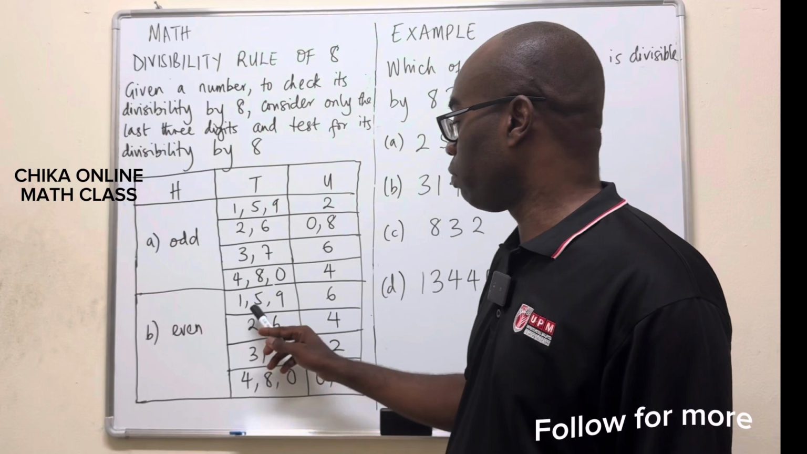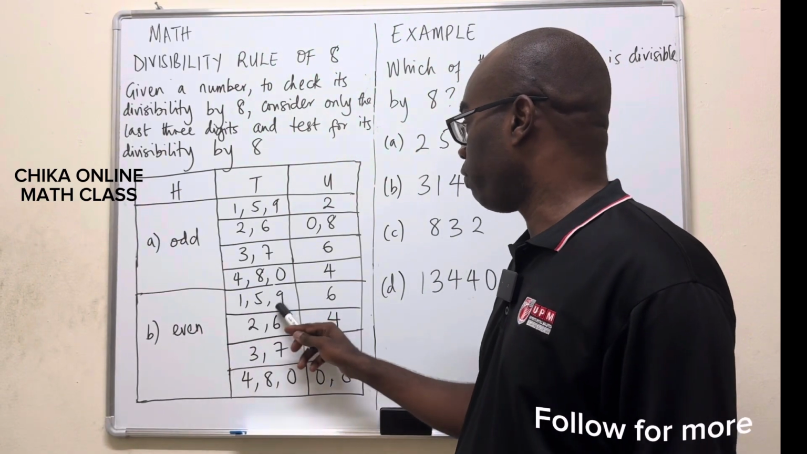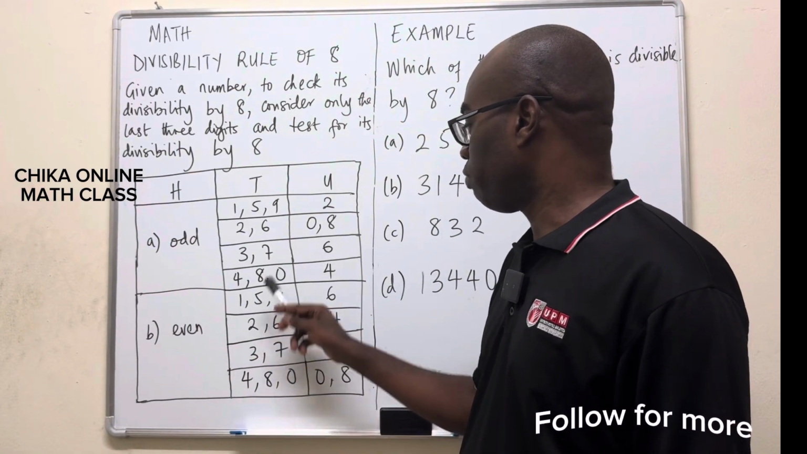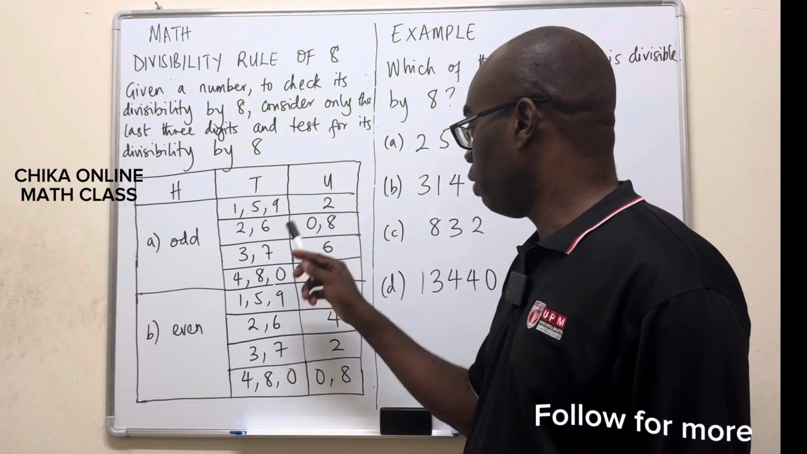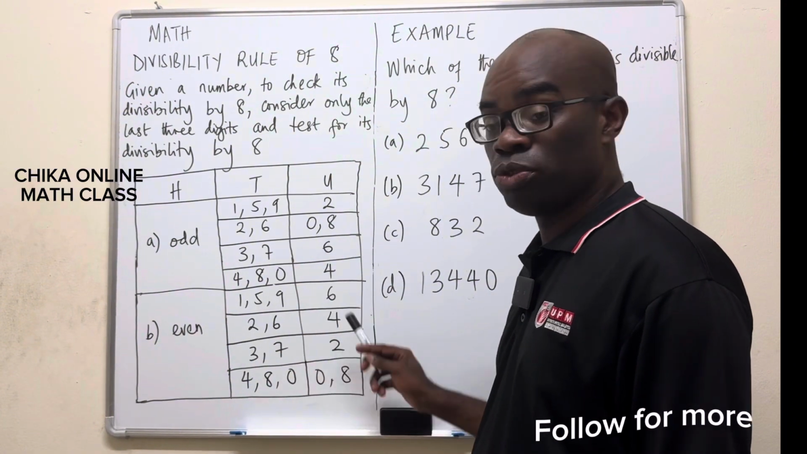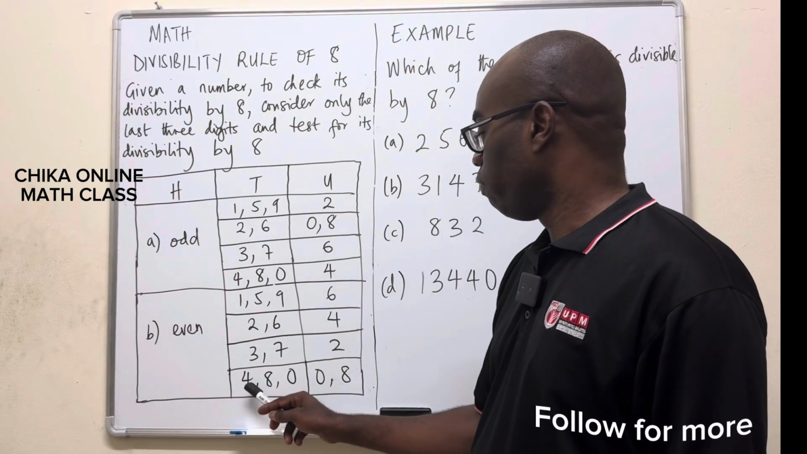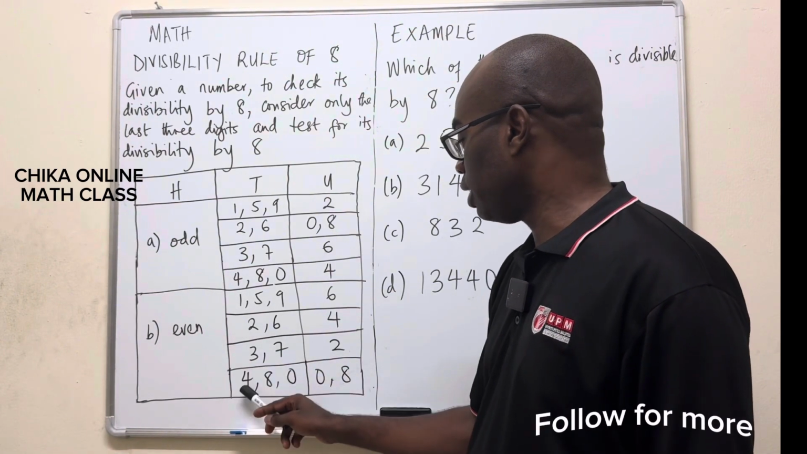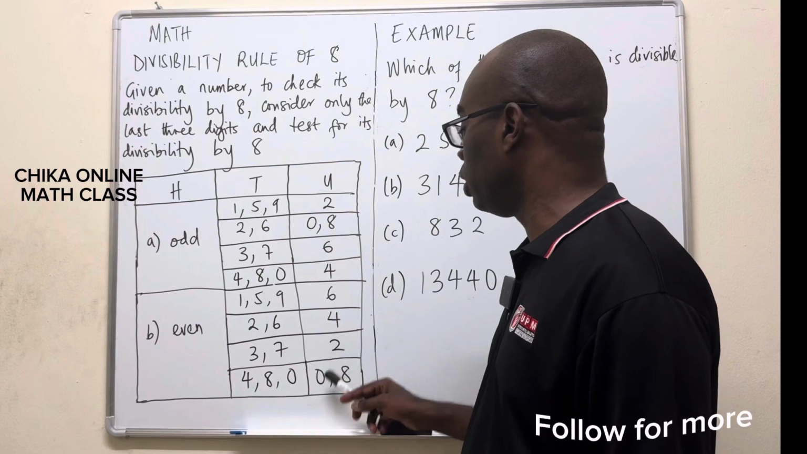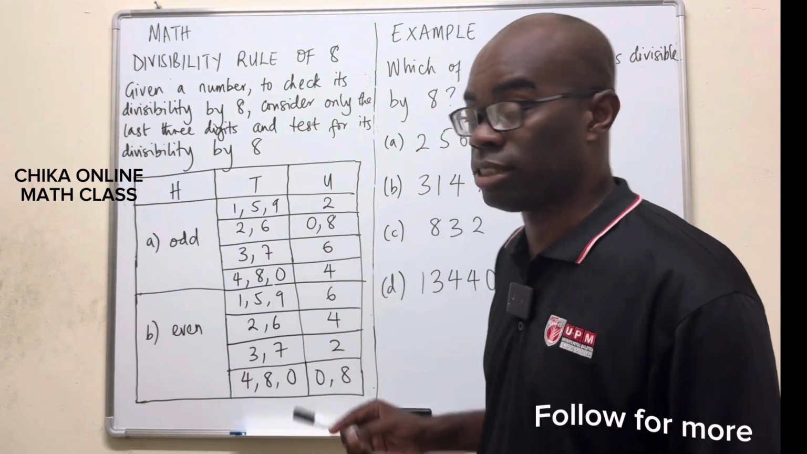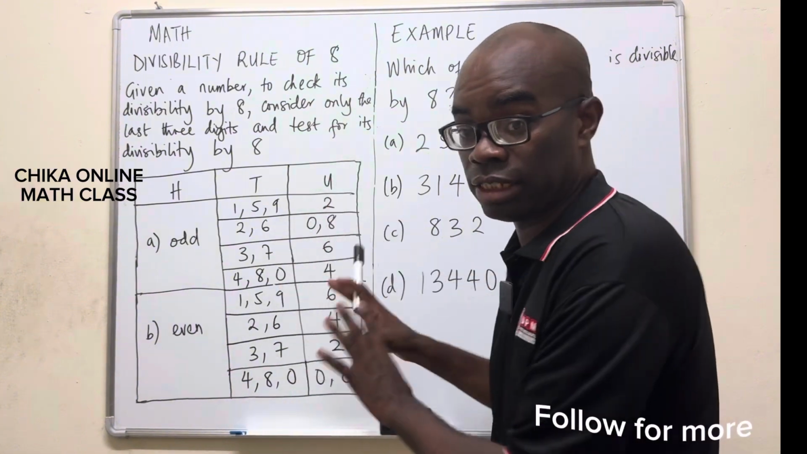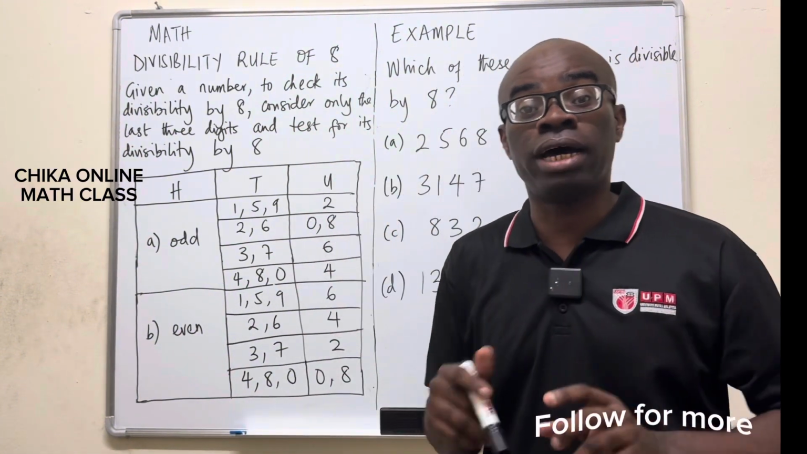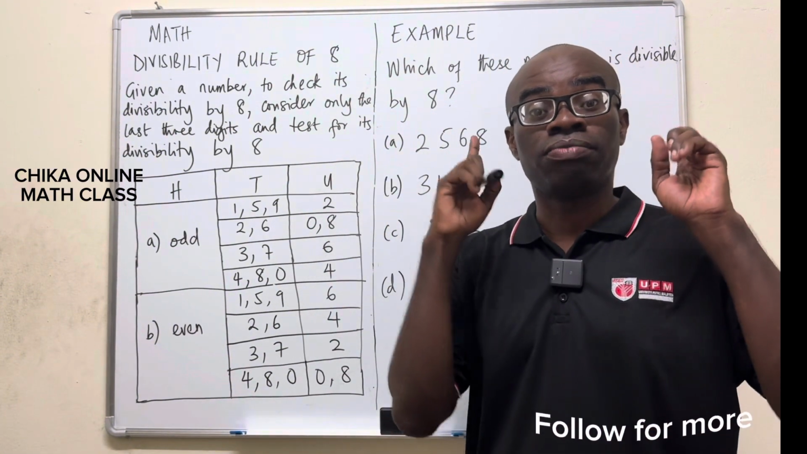So the same thing with even. If even, and tens is 1, 5, 9, then unit must be 6. If tens is 2 or 6, then the unit must be 4. If the tens is 3 or 7, the unit must be 2. If the hundreds is even and tens is 4, 8 or 0, then the unit must be 0 or 8. So if this condition is satisfied, then that original number is divisible by 8.